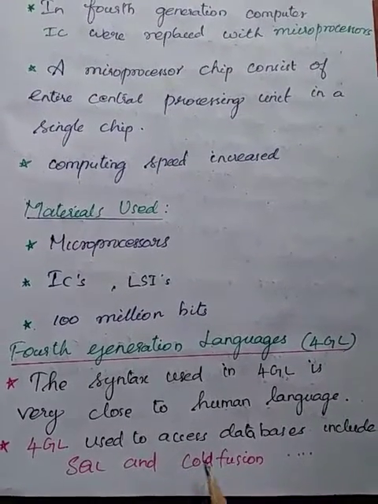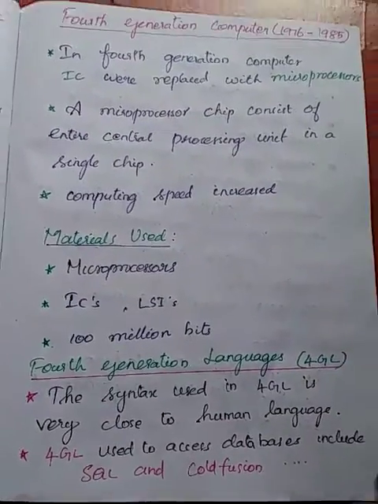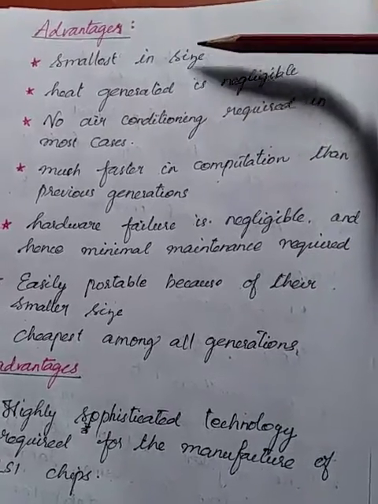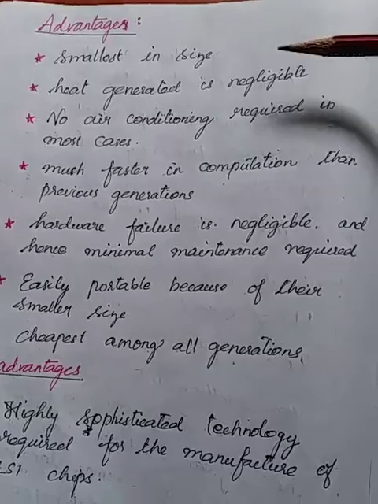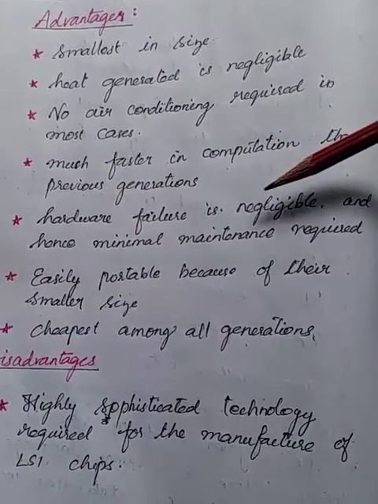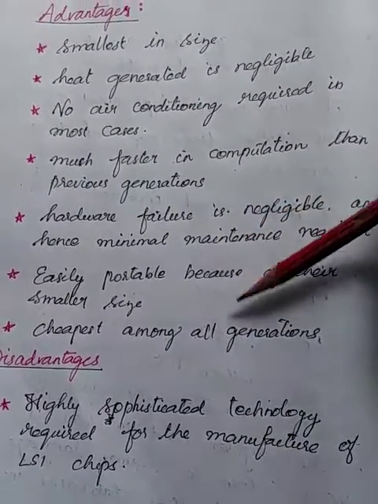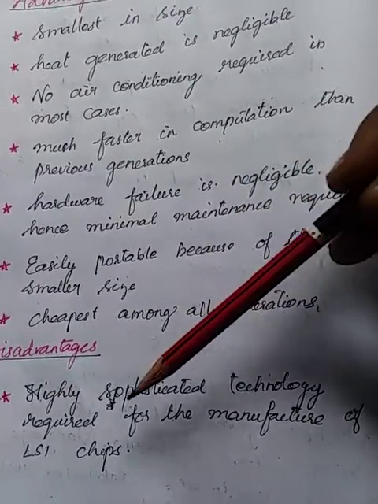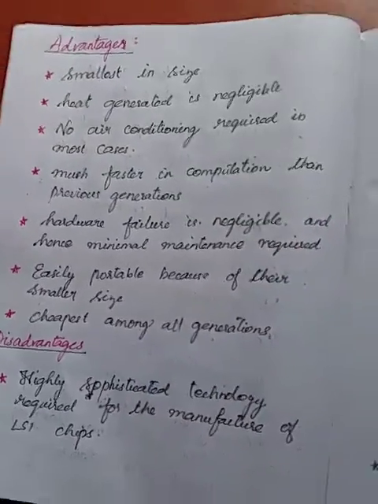For example, SQL and ColdFusion, such database languages came into use during this fourth generation. The advantages are smaller size, no air conditioning, negligible heat generated, much faster, less hardware failure, very easily portable, and cheapest among the previous generations. The disadvantage is that, again, more sophisticated technologies are required for manufacturing such chips.